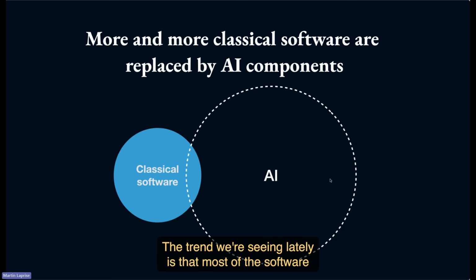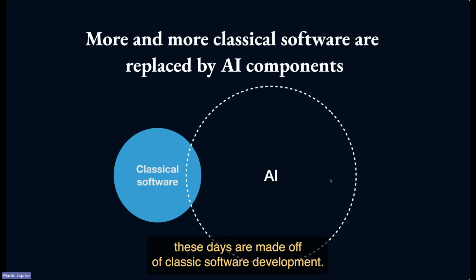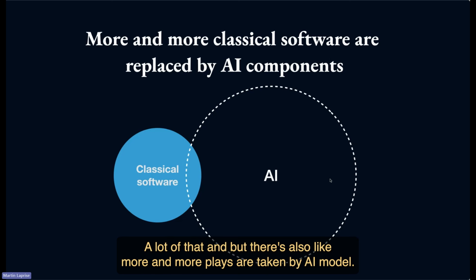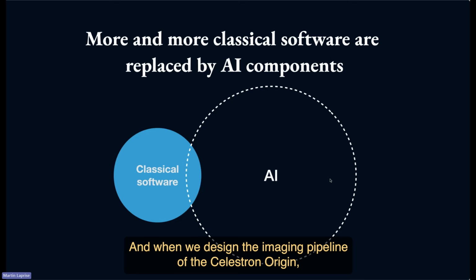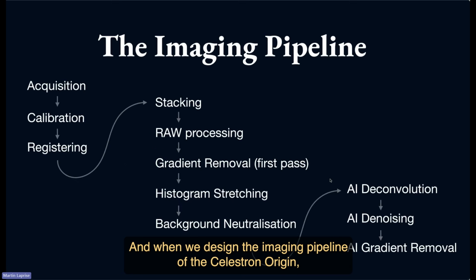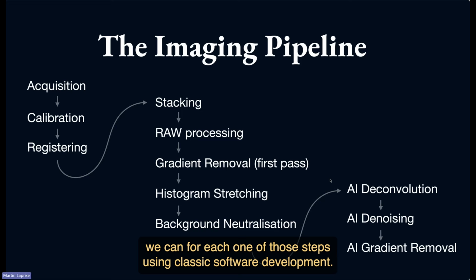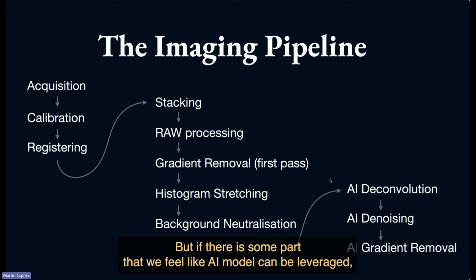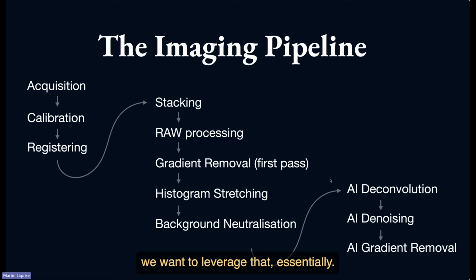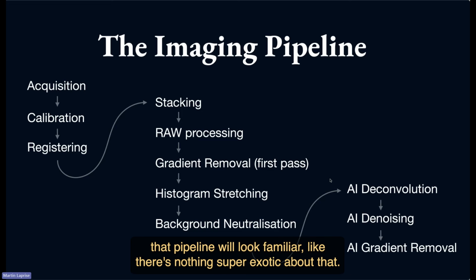The trend we're seeing lately is that most of the software these days is made of classic software development, a lot of that. But there's also more and more place taken by AI models. And when we designed the imaging pipeline of the Celestron Origin, this is what we had in mind. We want to do the best we can for each one of those steps using classic software development. But if there is some part where we feel like an AI model can be leveraged, we want to leverage that essentially. So for most people used to astro imaging, that pipeline will look familiar.